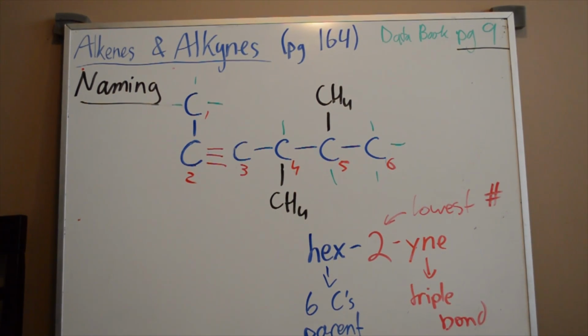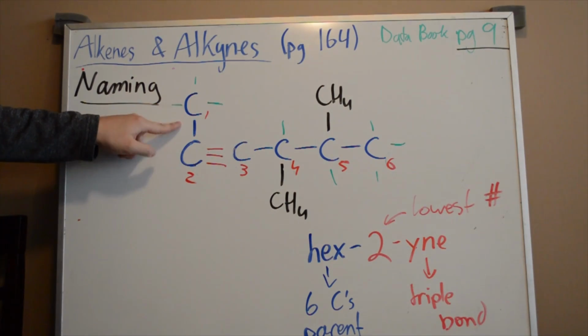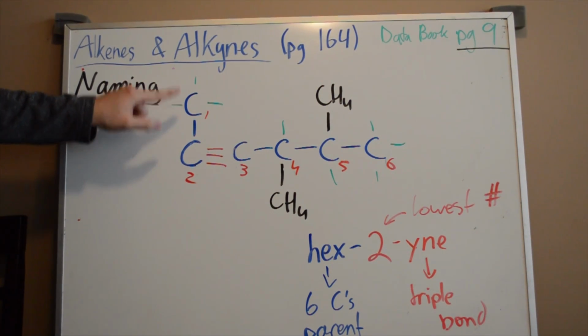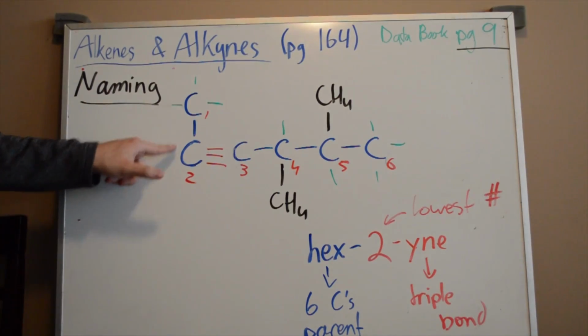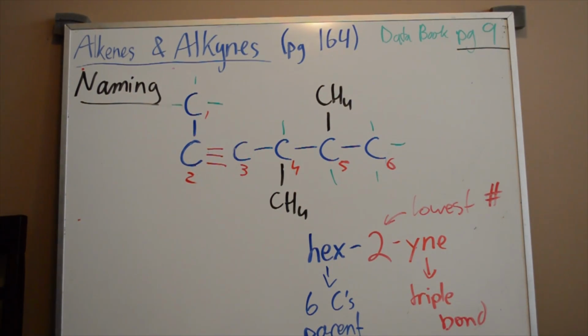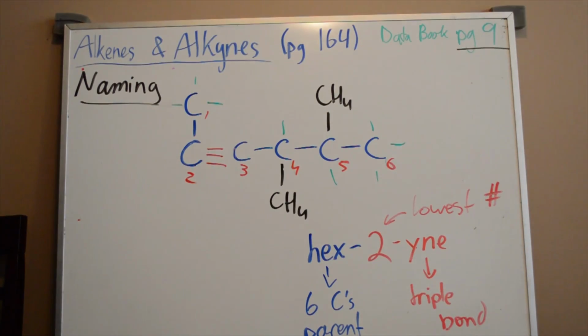Okay, so number 1, don't forget you want to find the longest carbon chain. Doesn't matter if there's a bend in the formula. Always try to follow the longest carbon chain, even if there's a bend. Okay. Number 2, you want to make sure you have the lowest number possible for the double or triple bond in the ene or ine. In this case, it's an ine, hex-2-ine. Now all we got to do is figure out what are the branches.